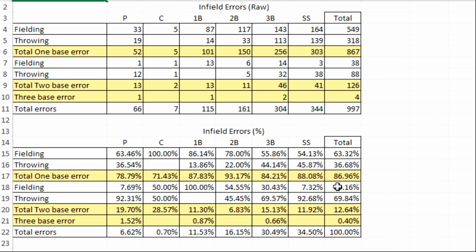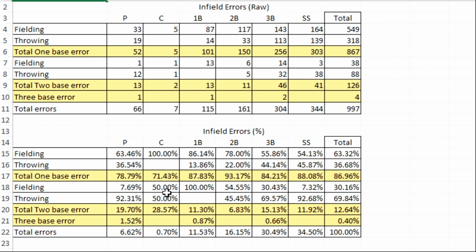Overall, almost 87% of all these errors were one base errors, which makes sense because all of these are infield errors, and so it's more rare for the batter to get to second base when there's an error in the infield. If we look at two base errors, I would have expected that almost all of these were throwing errors, and a majority of them were, but still only 70% of the two base errors were throwing errors. 30% of them were fielding errors. So again, much higher percentage of fielding errors than I would have expected from two base errors.